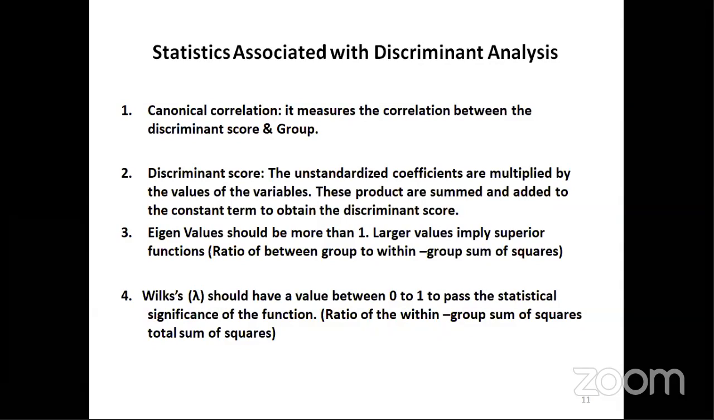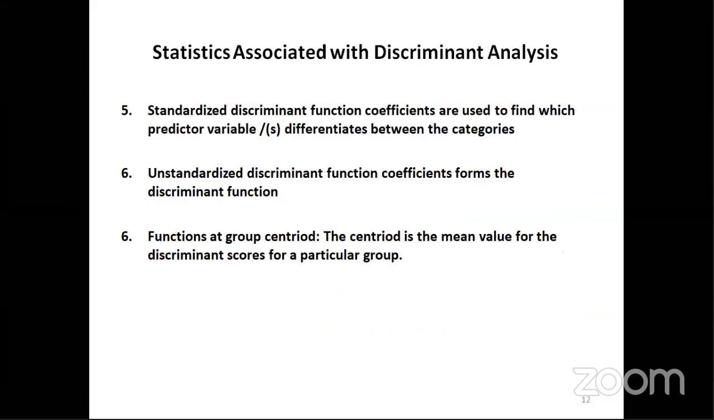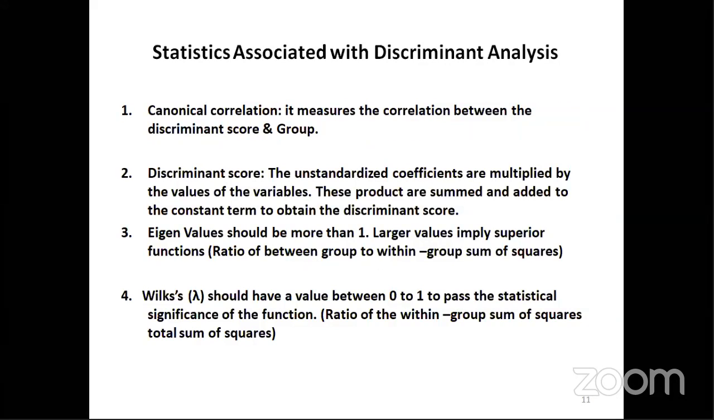We discussed one statistic, that is the eigenvalue for the different functions. The next statistic is Wilks lambda. Already we have discussed that we use this value to estimate the Wilks lambda for each independent variable and for the whole function, and we'll check whether our Wilks lambda is significant or not.